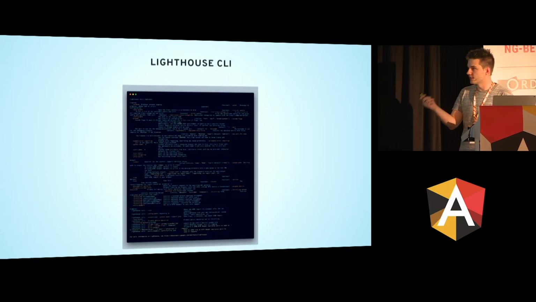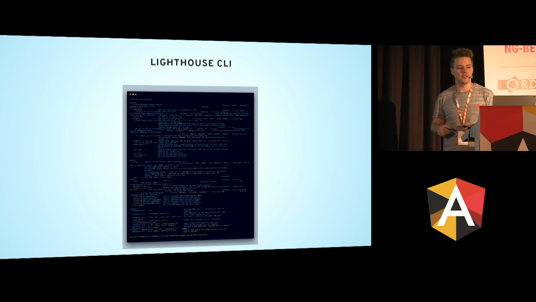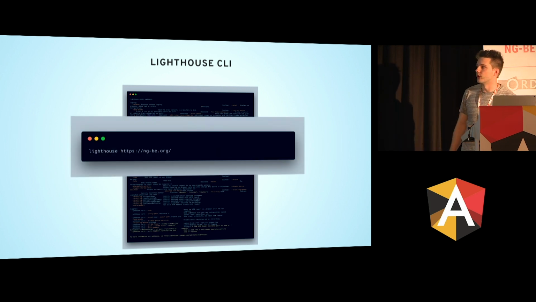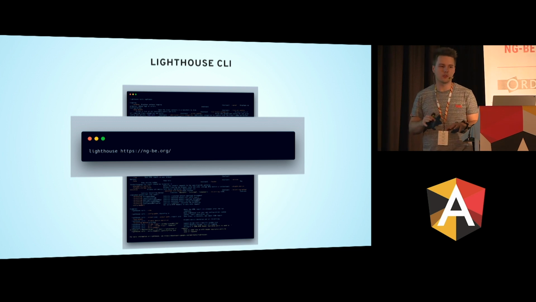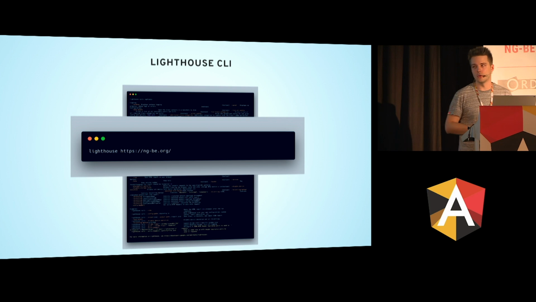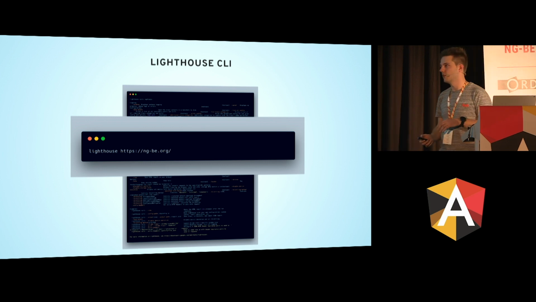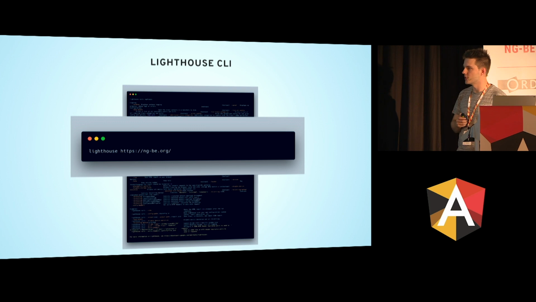This is all the options that the CLI provides. This isn't really important, but you can have a lot of options here. So actually, you just have to run this. You install it with npm install -g lighthouse or yarn global add lighthouse, and you can just run it like this. And this will use the default config, which is all the audits, Nexus 5X, slow 4G.